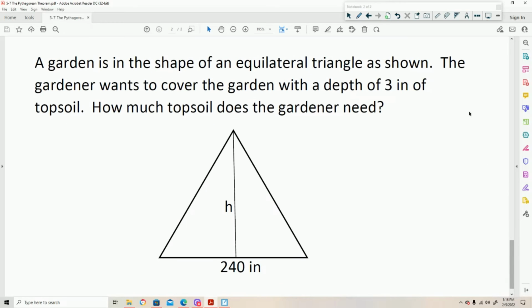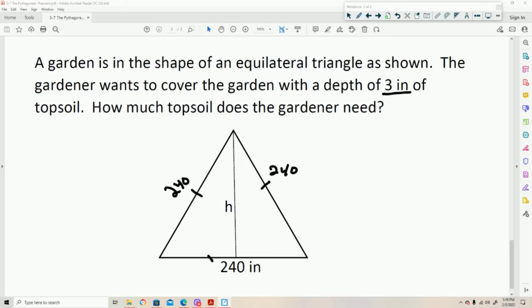Looking at this equilateral triangle. Equilateral means all the sides are equal. So this side is equal to this side. This is 240 over here, this is 240 over here, and we will certainly need to know that, and probably need a calculator here. A garden is in the shape of an equilateral triangle, obviously a mathematician's garden, because no one else would do that, maybe. The gardener wants to cover the garden with a depth of 3 inches of topsoil.